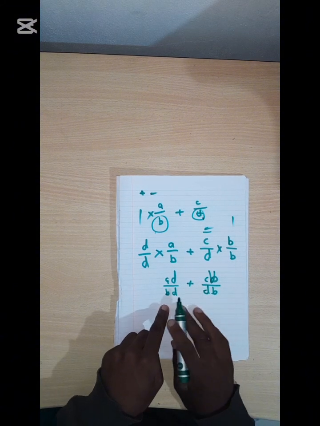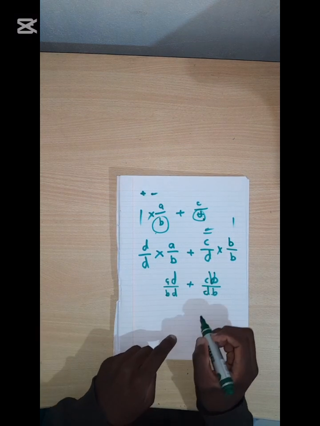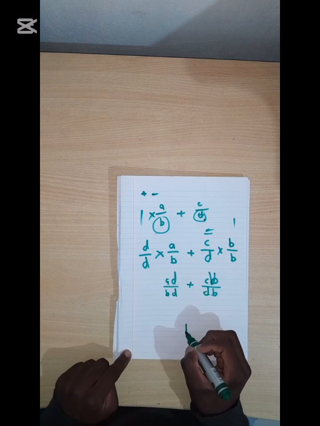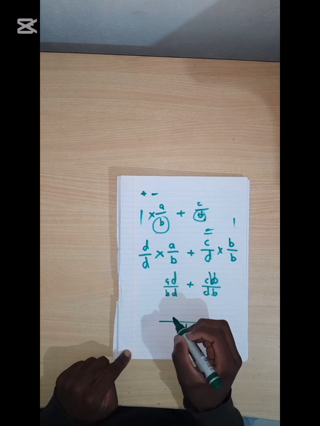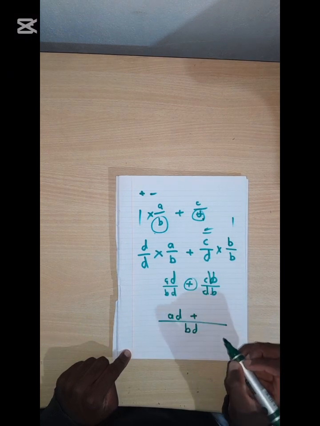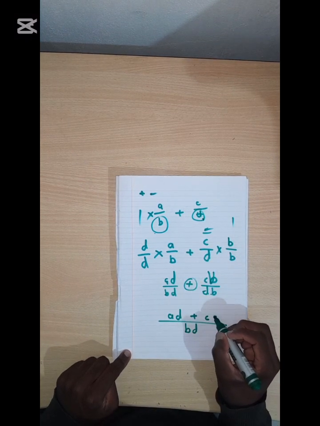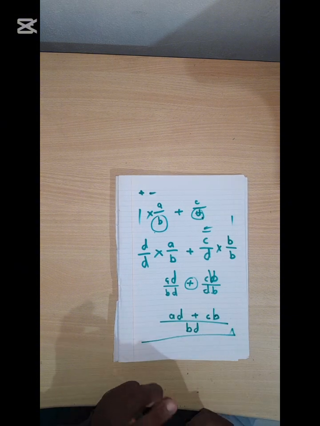Then, when the denominators are both the same, you can now add the numerators. You just bring one denominator down. So you bring down BD all over. You bring the numerators, AD, the sign of operation, plus CB. Now, this cannot be furthered, so this is where you end.